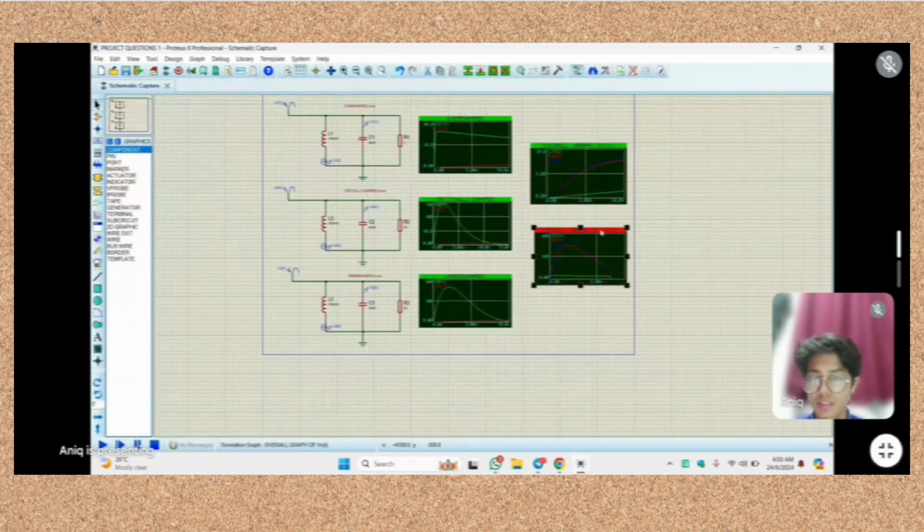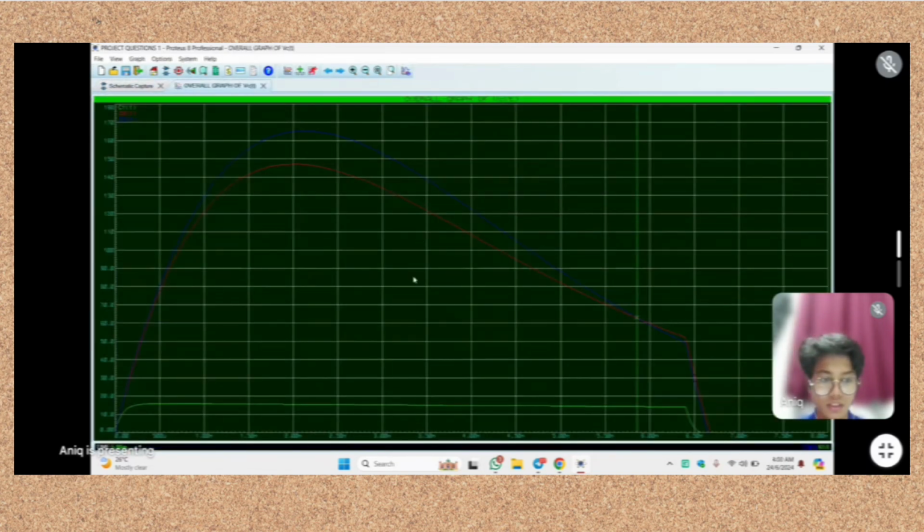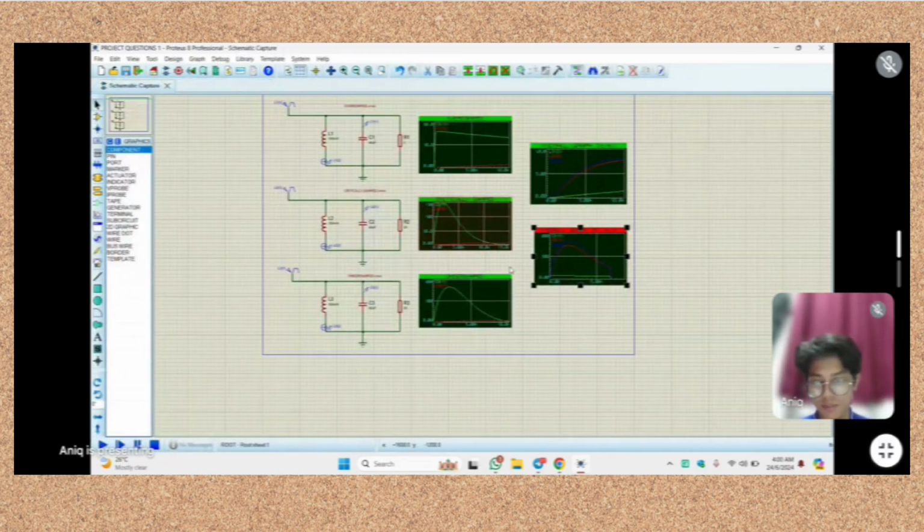And for the overall voltage graph, you can see the difference between the three cases. The lowest one will be the overdamped, the middle one will be the critically damped, and the highest one will be the underdamped. That's all for me.